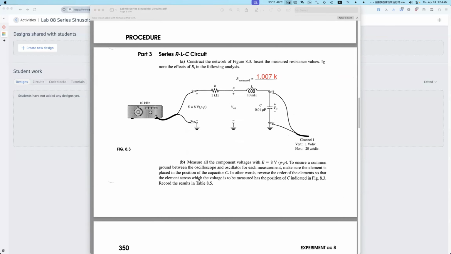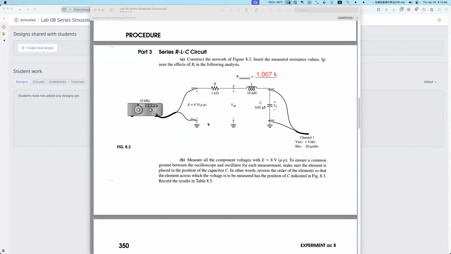Okay, so this is the circuit. The circuit is not difficult. A resistor of 1 kilo ohm, an inductor of 10 millihenry, and a capacitor of 0.01 microfarad are connected in series. Then the power is 10 kilohertz, and the voltage is 8 volts peak to peak. This is important: it is the peak to peak value, not the RMS value or the magnitude.